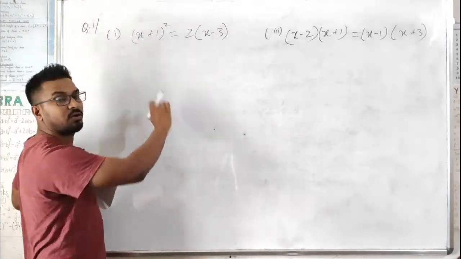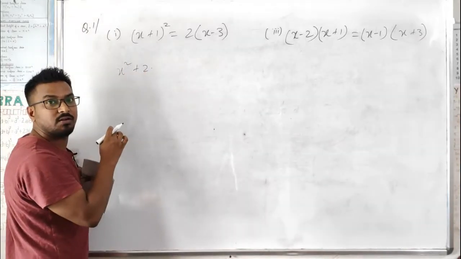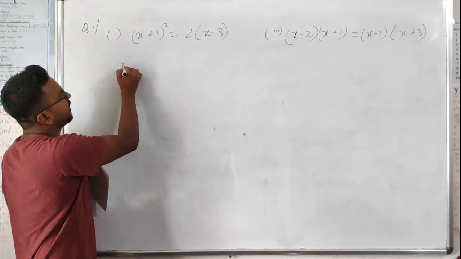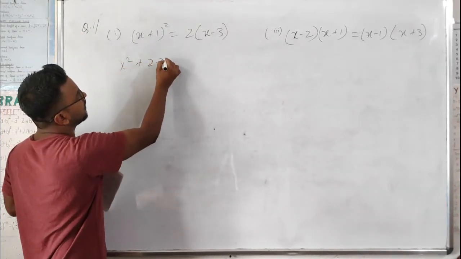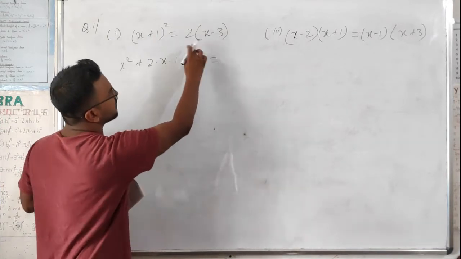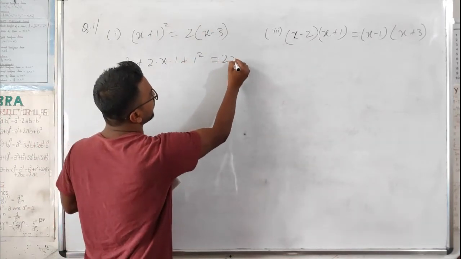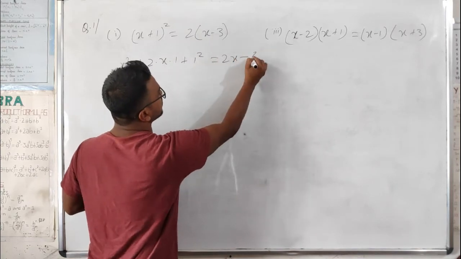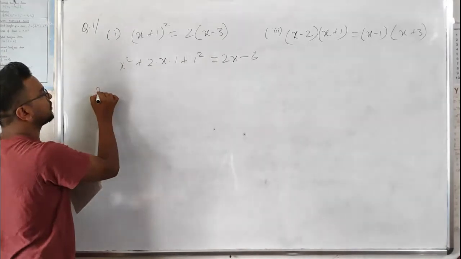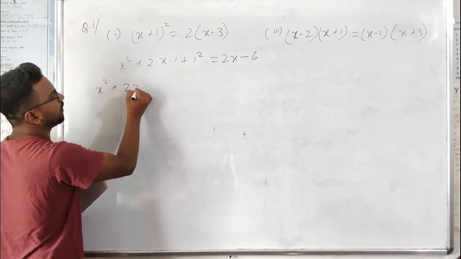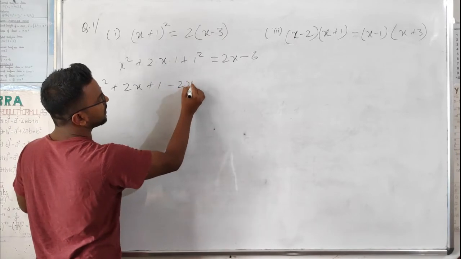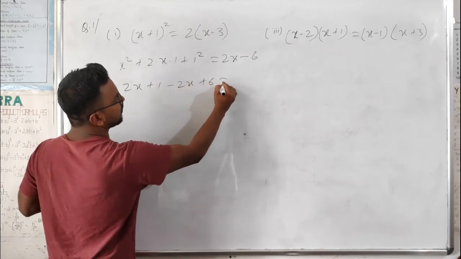x plus 1 whole square will follow the a plus b whole square formula, right? So you can write it as x square plus twice x into 1 plus 1 square. On the right hand side you just multiply. This will be 2x minus 2, 3 twos are 6. So try to bring all these terms to the left hand side. This will become x square plus twice x plus 1. If you bring the other side over, it will be minus twice x plus 6 equals 0.